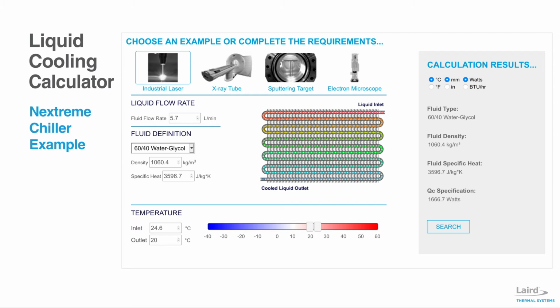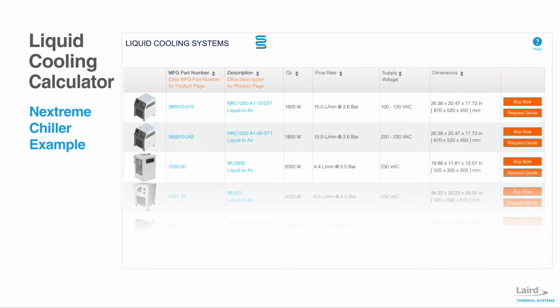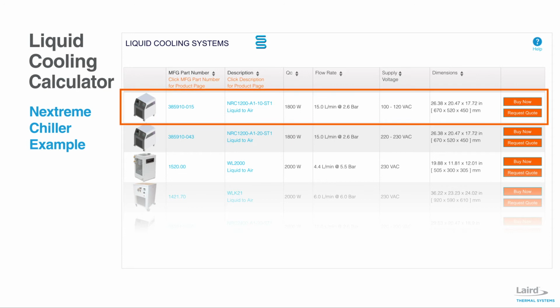We will now adjust the slider so that it matches the application's QC specification of 1666.7 watts. Click Search, and you will see a range of cooling options for this application. Let's have a closer look at the NRC 1200 and how that will perform based on these specifications.